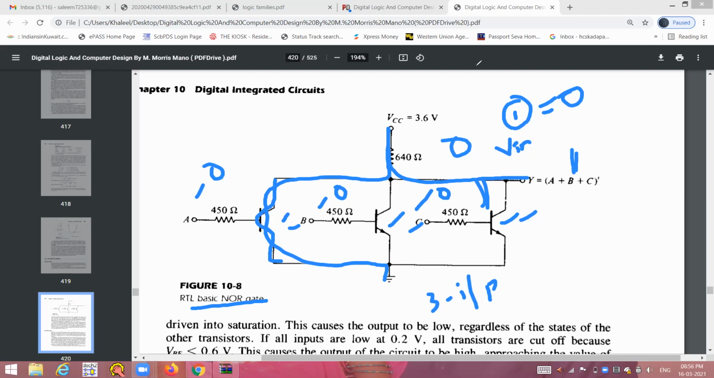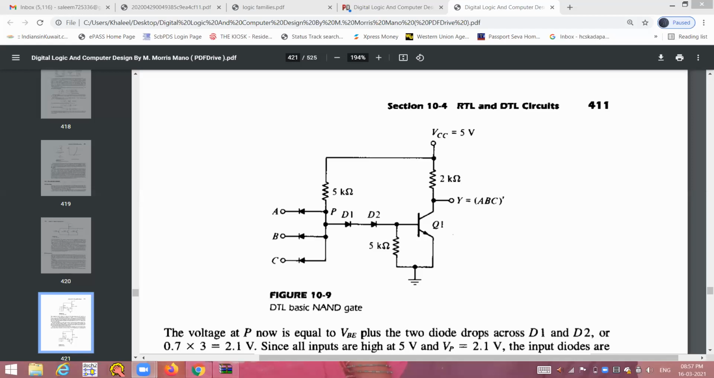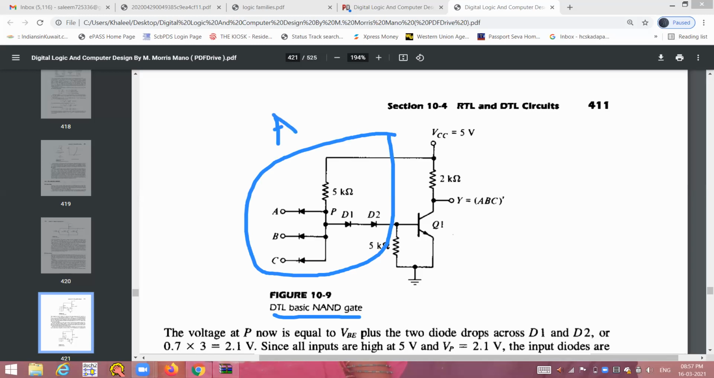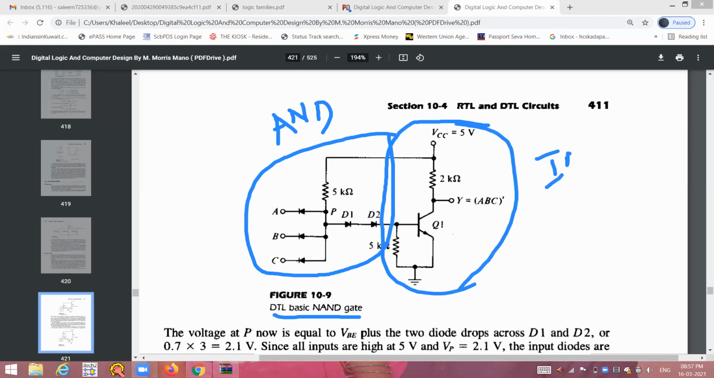Is it clear? Now we will see one more logic family. That is the DTL basic NAND gate here. If you observe this structure, it works as an AND gate, and you know that this is an inverter, and AND plus inverter gives NAND gate. Now we will see how the operation is performed here.